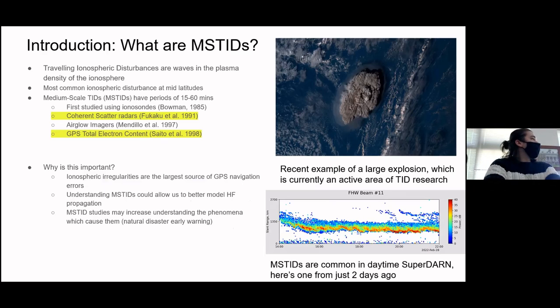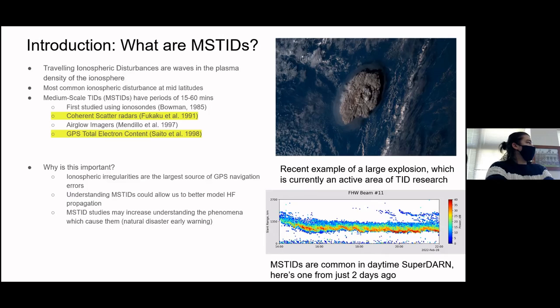So what are MSTIDs? Traveling ionospheric disturbances is what the TID acronym stands for, and medium scale or mesoscale is where the MS comes from. It's basically a wave in the plasma density of the ionosphere. It's very common for us to see these with a lot of different data sets. In SuperDARN, it's common to see these especially during the day in the winter. It's the most common ionospheric disturbance in mid-latitudes.